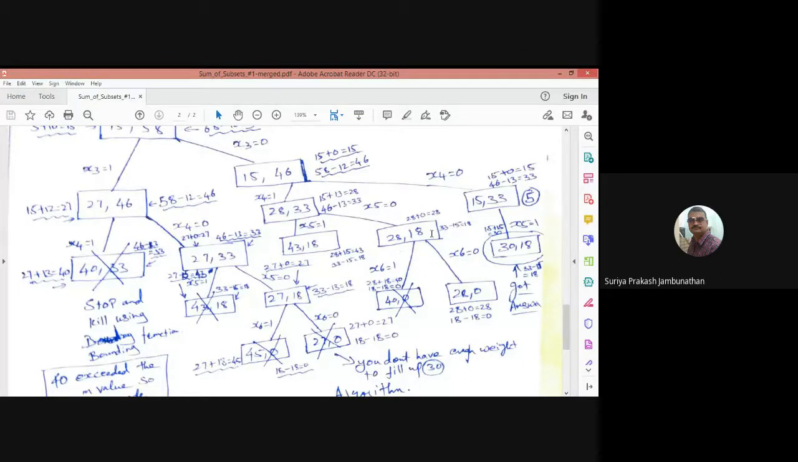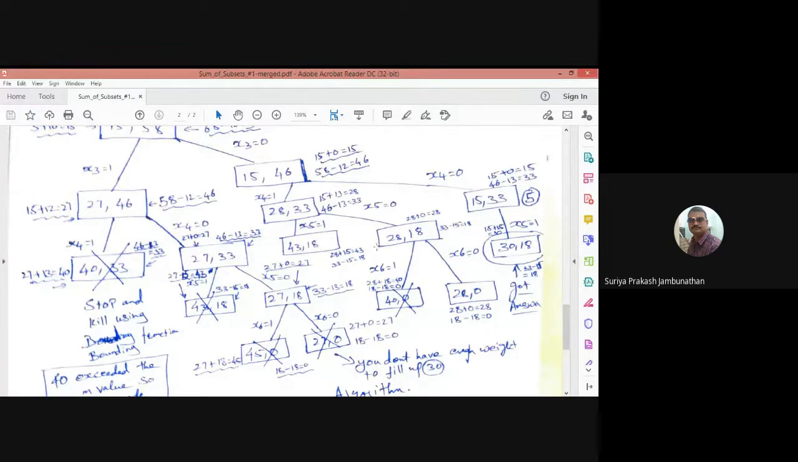So from this particular node, we are considering x6 and not considering x6. The x6 value is 18. So 28 plus 18 equal to 40 we get. Then 18 minus 18 we get 0. So 40 comma 0 we get here. So 40 exceeds 30, so we cancel this node. So x6 equal to 0 means we are not considering x6.